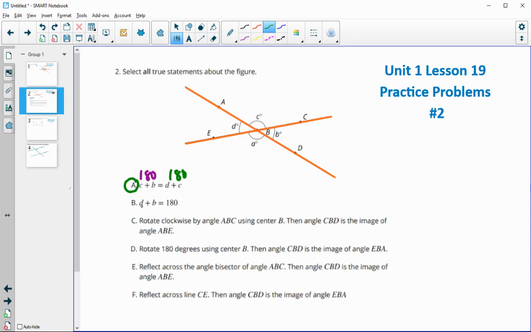So this is a true statement. B says that D plus B equals 180. That's false. They're across from each other, so we know that D equals B. We don't know that they equal 180.